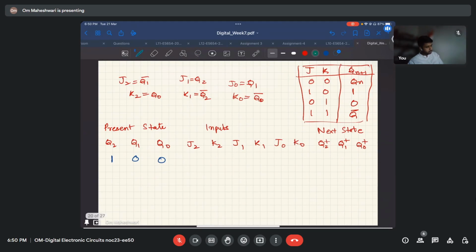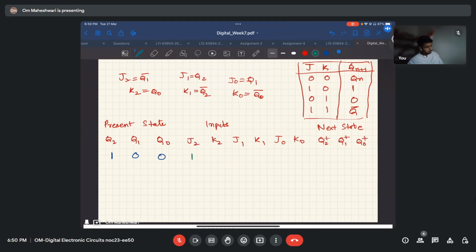So J2 is Q1 bar. So Q1 is 0, Q1 bar will be 1. K2 is Q0, Q0 is 0. J1 is Q2, Q2 is 1. K1 is Q2 bar, Q2 bar is 0. J0 is Q1, Q1 is 0. K0 is Q0 bar, Q0 is 0, so Q0 bar is 1. Okay.